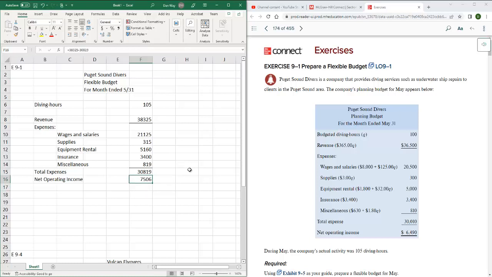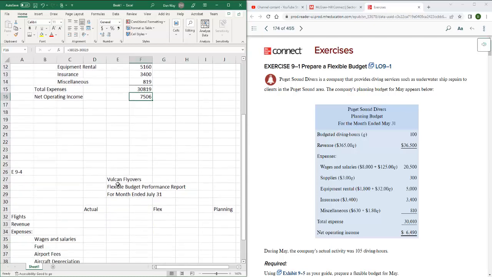And there is a built-in logic check for us in the sense that our actual activity here was greater than our expected activity, 105 hours versus 100. So everything that moves with activity should be higher in that flex budget. Right? Revenue should be higher. Any expense that has a variable component should be higher or greater, and net income should be higher or greater as well. So just a built-in check for us there.